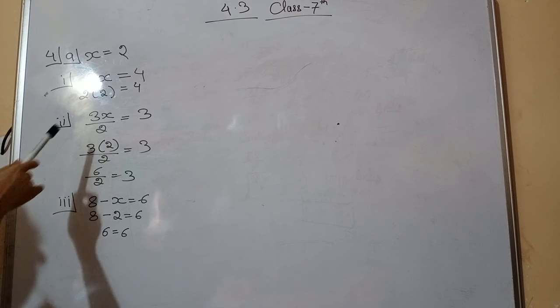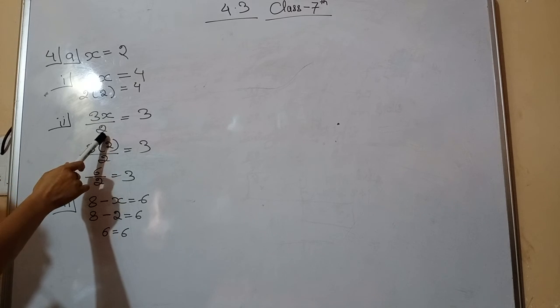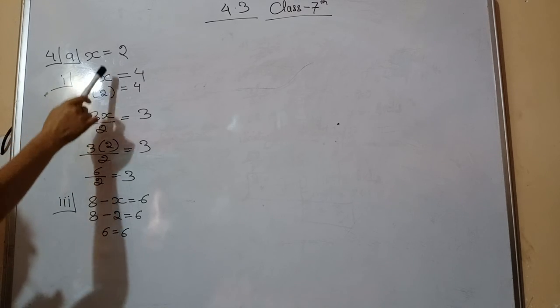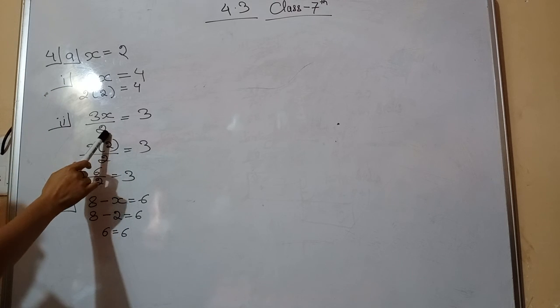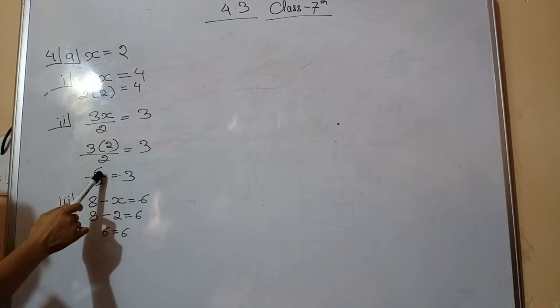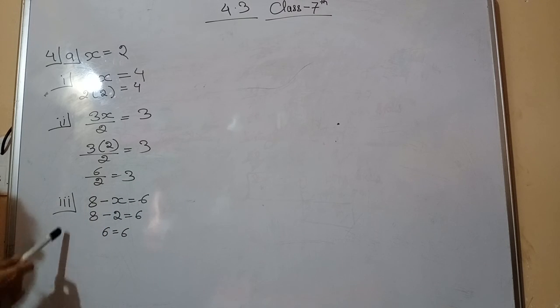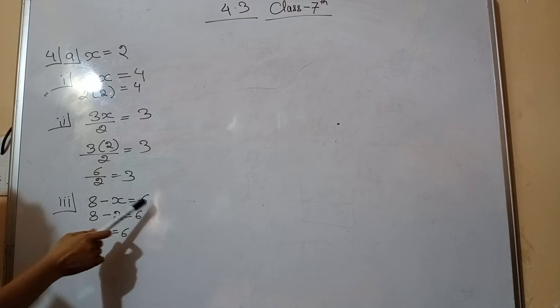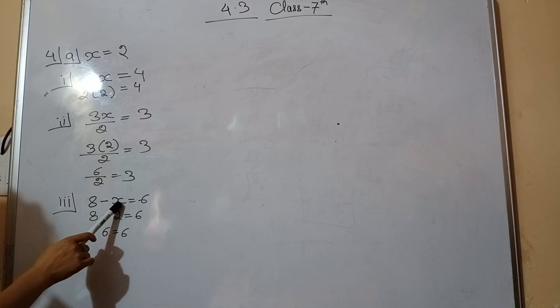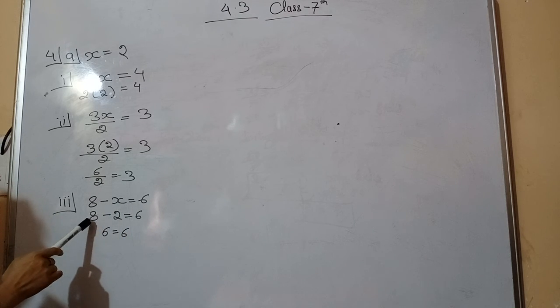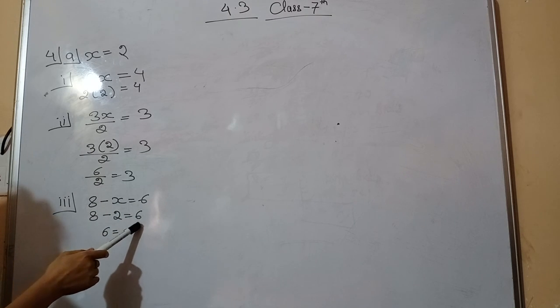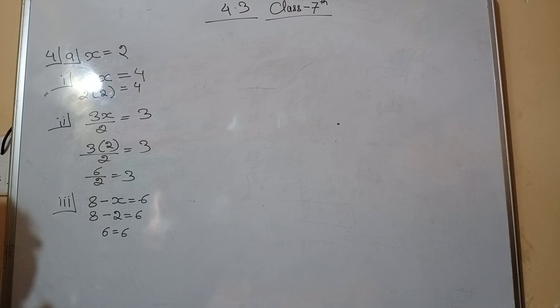Now second equation, 3 multiplied by x divided by 2. So if in place of x we put 2, 3 2s are 6 divided by 2. So 3 2s are 6 divided by 2, and it will give us 3. Okay. Now third equation, 8 minus x is equal to 6. Now 8 minus 2 is equal to 6. When you subtract 8 minus 2, it will give us 6. So these are our 3 equations which are justifying LHS equals RHS.